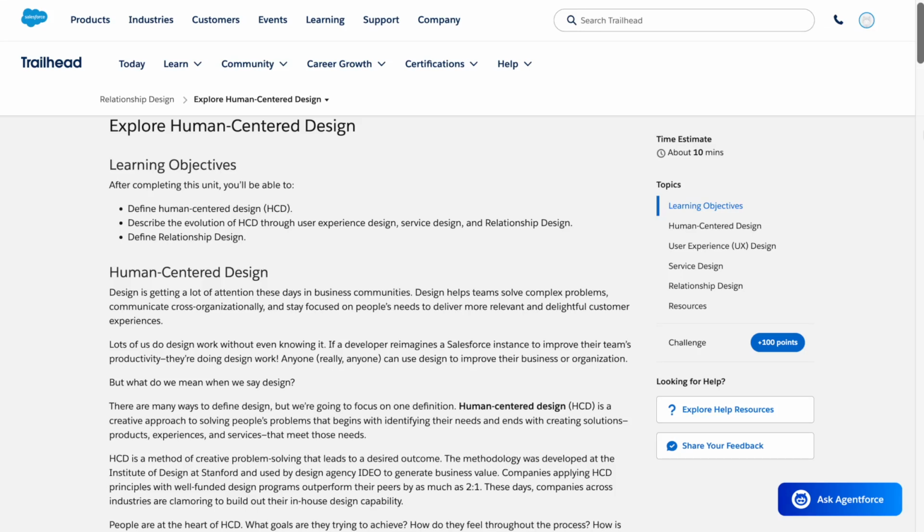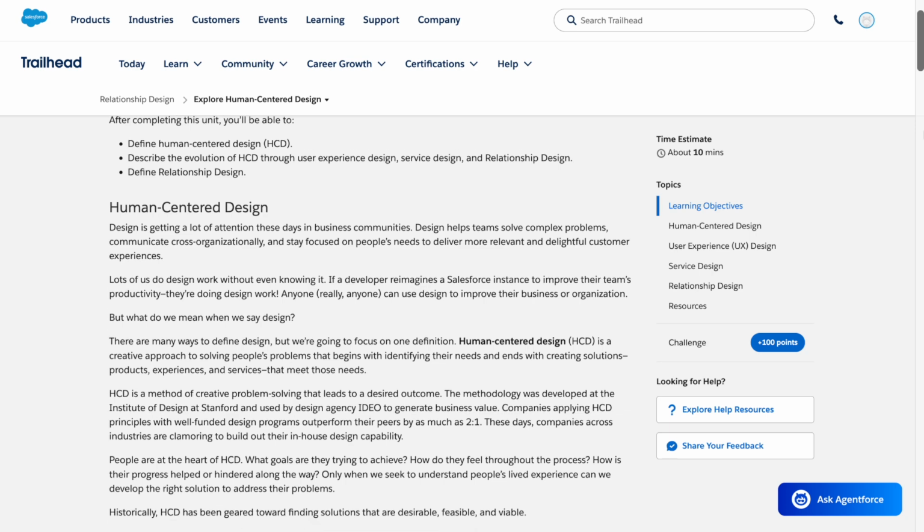Explore human-centered design. Learning objectives. After completing this unit, you'll be able to define human-centered design, HCD, describe the evolution of HCD through user experience design, service design, and relationship design. Define relationship design.